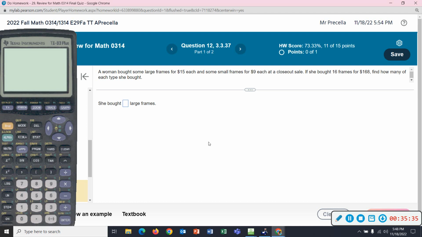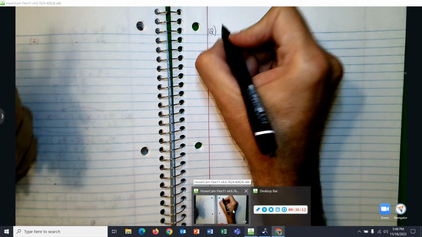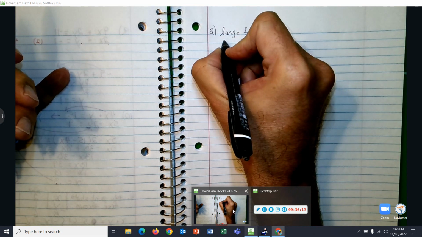Problem 12. A woman bought some large frames for $15 each and some small frames for $9 each at a closeout sale. If she bought 16 frames for $168, how many of each? Find how many of each type she bought. Well, what they're asking us to do is figure out how many large frames she bought and how many small frames.